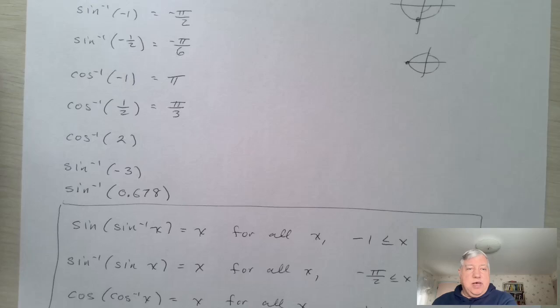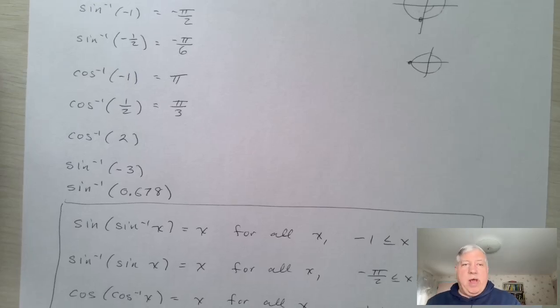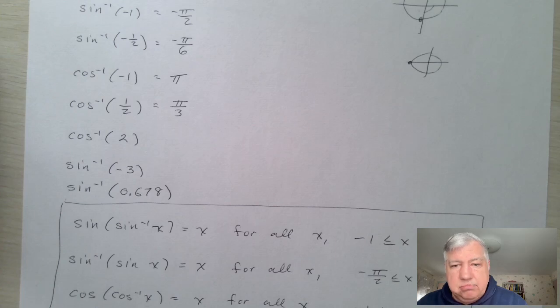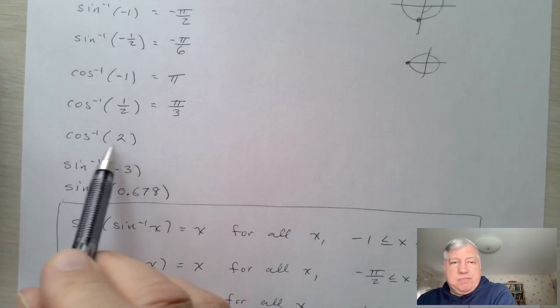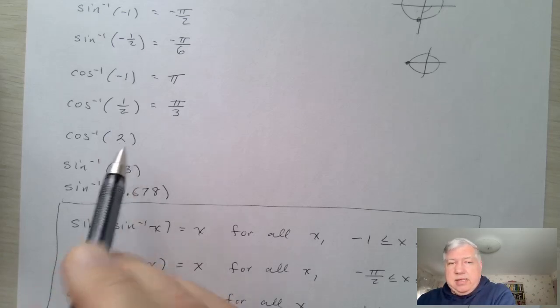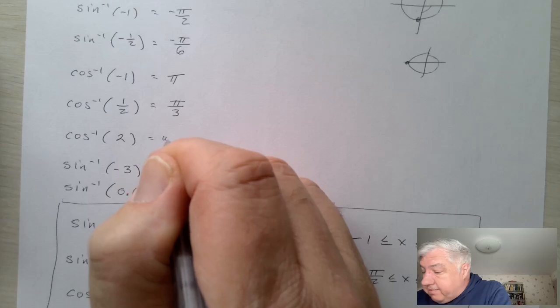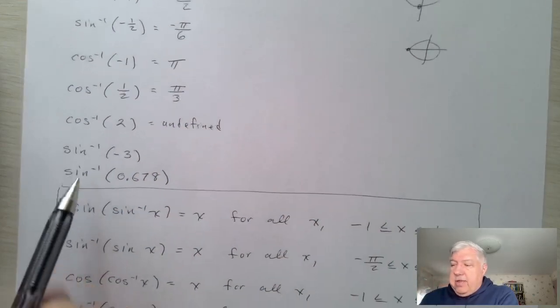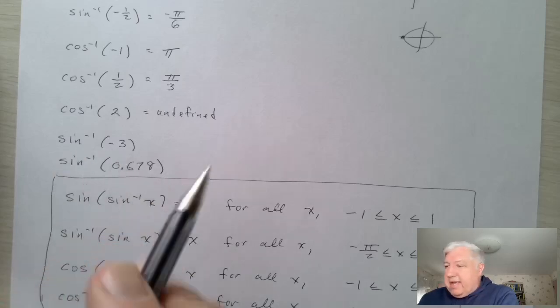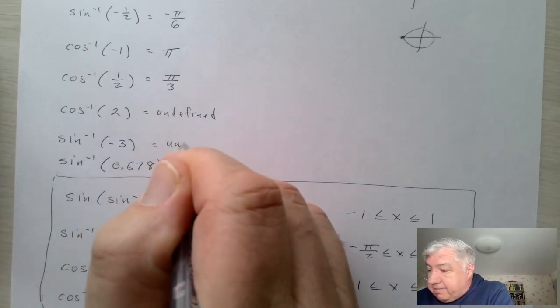The inverse cosine of 2, there's no angle whose cosine is 2, right? The cosine has to be between negative 1 and 1. That's the domain. So whatever this number in here is, it has to be between negative 1 and 1. And if it's not, then this is undefined, or it does not exist. Similarly, there's no angle whose sine is negative 3, so that's also undefined.